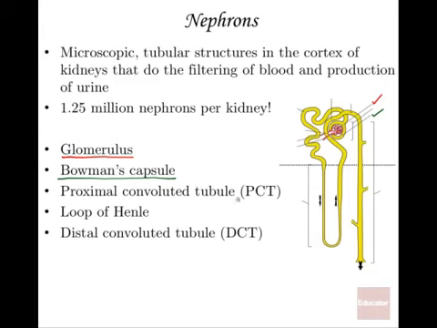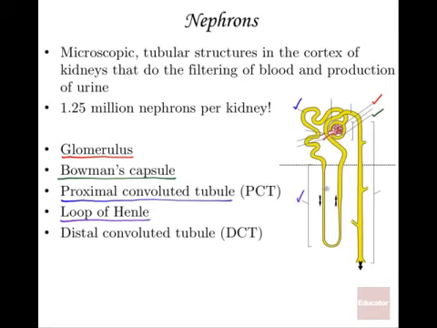So the Bowman's capsule leads into this here. That's known as the proximal convoluted tubule. It's twisty-turny, proximal to where this began, and then later it'll be distal, more distant. Proximal convoluted tubule, or PCT. It's this right here. Keeps going, and leads to the loop of Henle. Another scientist, I presume. That's what's going on here.